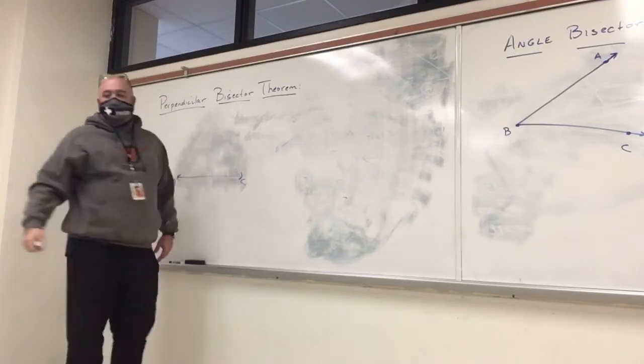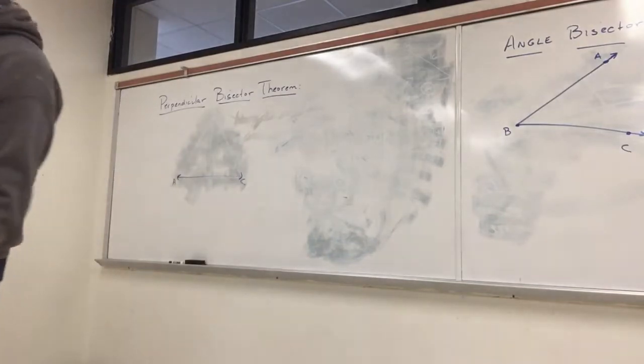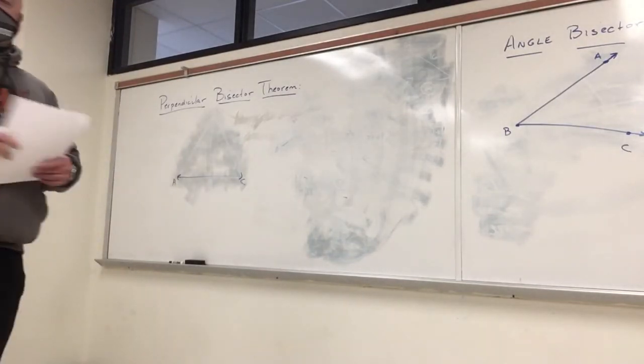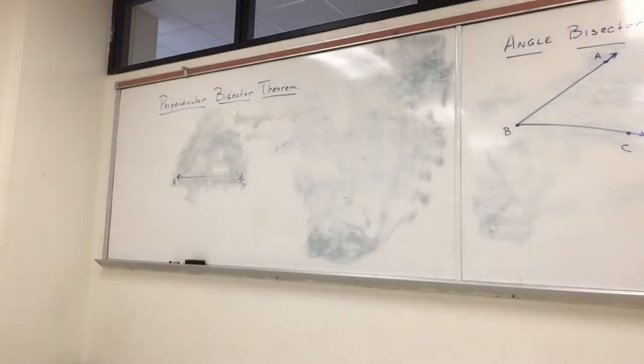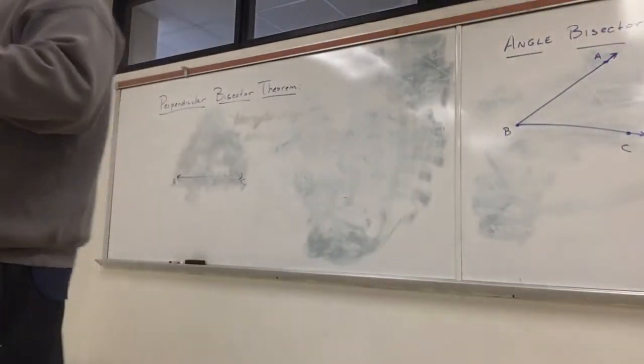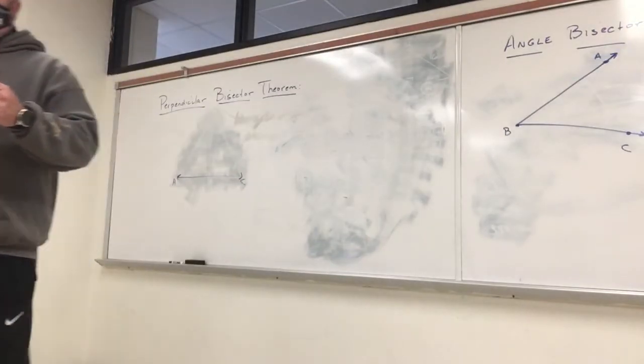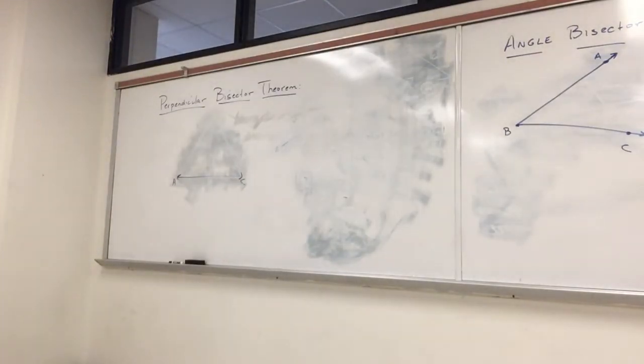Okay? The perpendicular bisector theorem says this, word for word. I'm not going to have you write it down because we're going to draw a picture, because a picture makes more sense. Perpendicular bisector theorem says this: if a point is on the perpendicular bisector of a segment, then it is equidistant, or the same distance, from the endpoints of the segment.